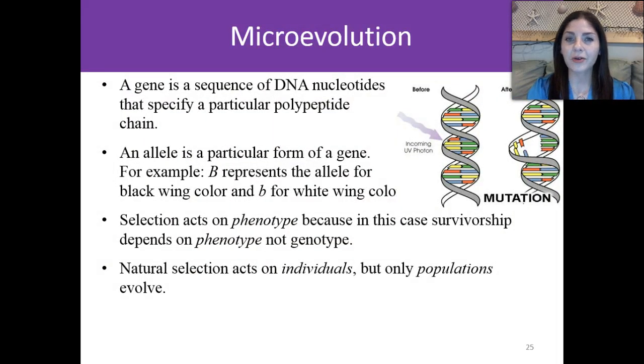This is pertaining to microevolution, meaning small. So a gene is a sequence of DNA nucleotides that specify a particular polypeptide chain. An allele is a particular form of a gene. So for example, if big B represents the allele for black wing color in those moths, and little b the white wing color, the selection acts on the phenotype, because in this case, survivorship depends on the phenotype, not the genotype. It depends on whether that moth blends into the environment or whether it doesn't. If it blends into the environment, it has a greater chance of not getting eaten and being able to pass on its genes to future generations.